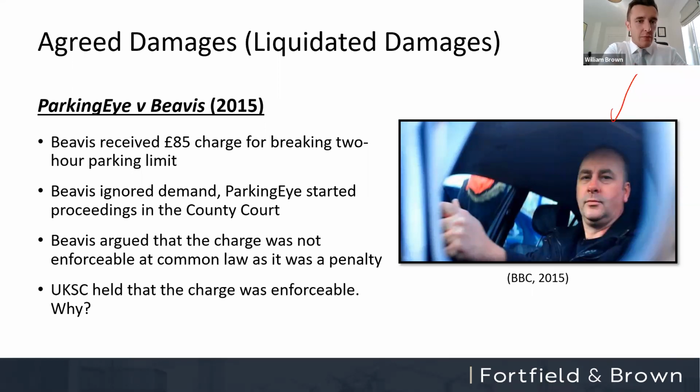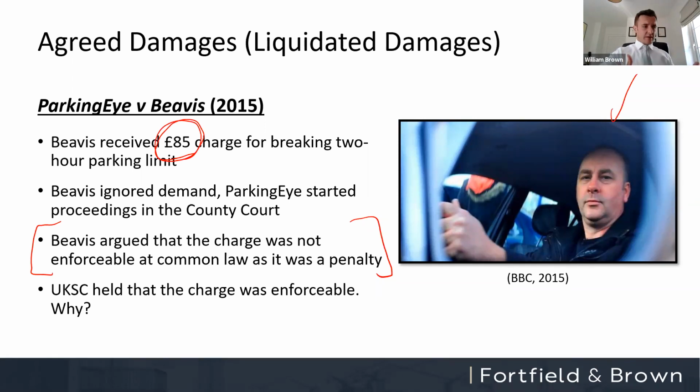That's the factual matrix here. He ignored the parking demand and the parking people took him to court, and his argument in defense of his position was this: the £85 charge is unenforceable because it amounts to a penalty. Remember that old test that we looked at on the previous slide about what used to amount to a penalty, whether or not it was a genuine pre-estimate? Can you see Mr. Beavis's argument here?